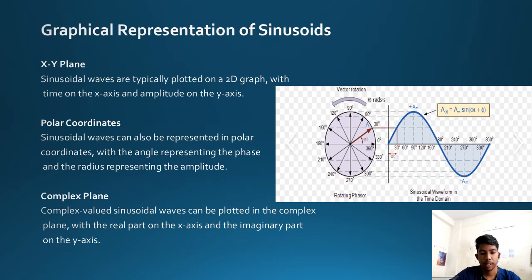In the case of the complex plane, a complex-valued sinusoidal wave can be plotted in the complex plane with the real part on the x-axis and the imaginary part on the y-axis.